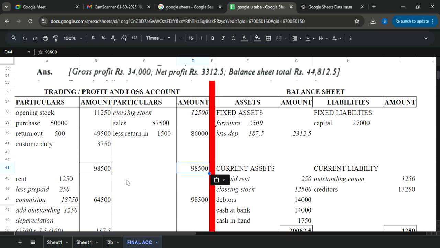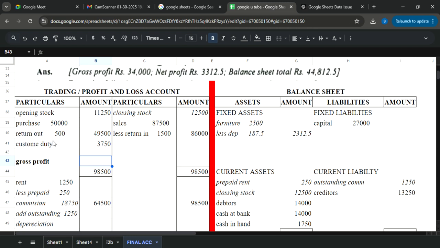Two steps completed. Choose the smaller side. This is 64, this is 98. So the smaller side is this. That means income is more than expense, so it would be considered as gross profit. And how would you calculate? 98,500 subtract 64,500. So we have got our first answer, gross profit 34,000, and here you can check our gross profit is 34,000.